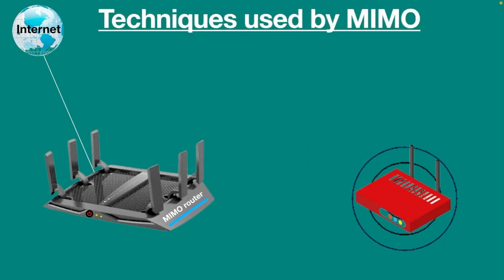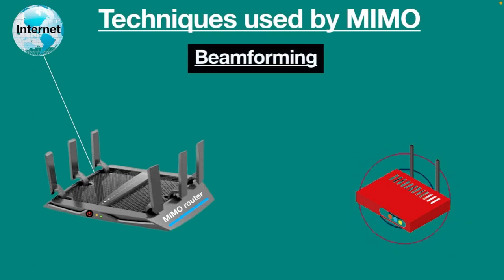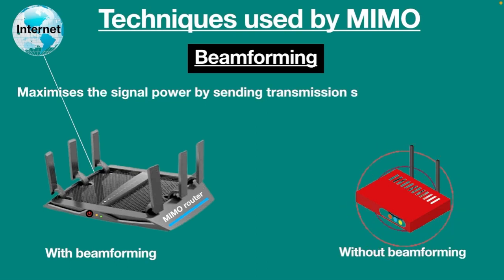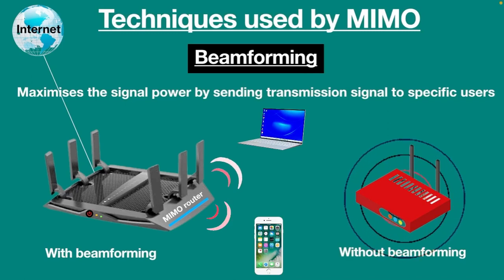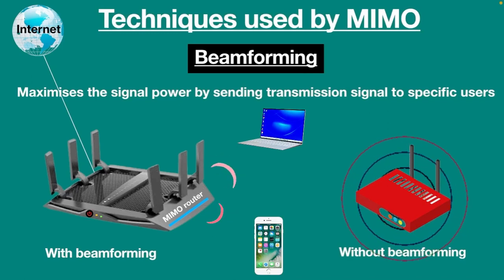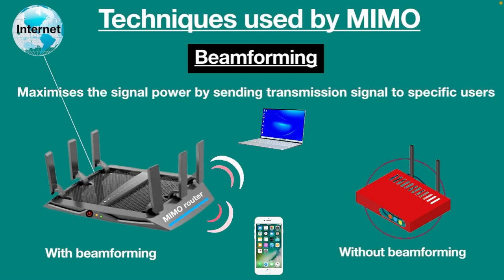Okay, now the most important part. Working of MIMO is basically based on three fundamental techniques. Beamforming. This technique maximizes the signal power by sending transmission signals to specific users instead of a large area. As you can see on the other side, an older router without beamforming sends transmission signals in every direction.